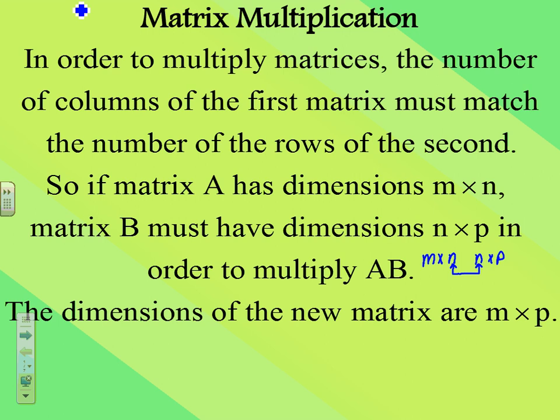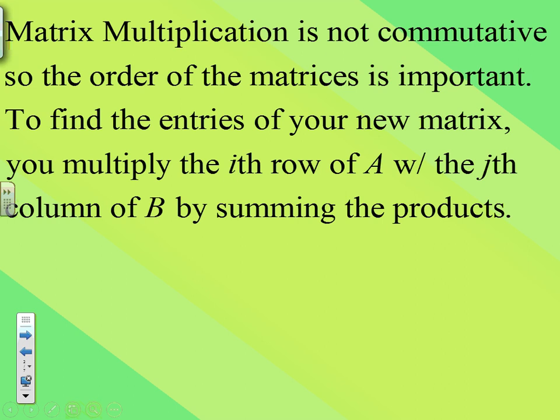And the dimensions of the new matrix tell you how big the new matrix is. So the two numbers in the middle tell you if you can multiply them together, and the two numbers on the outside tell you the size of what your final matrix is going to be. And I'll elaborate on that a little bit here.